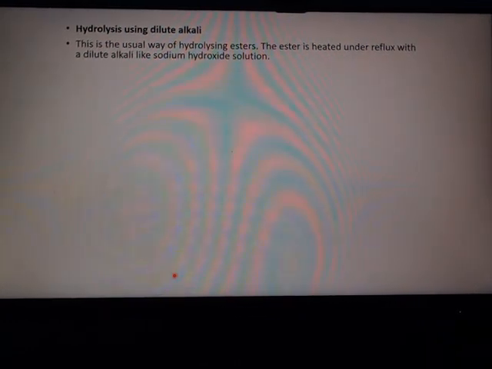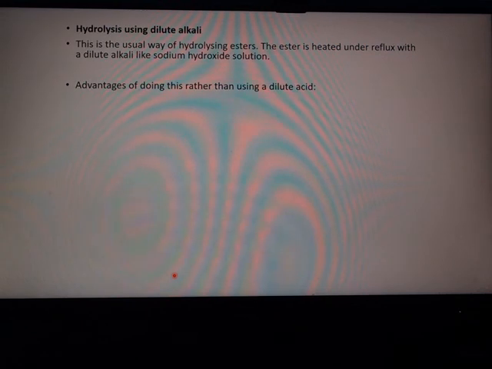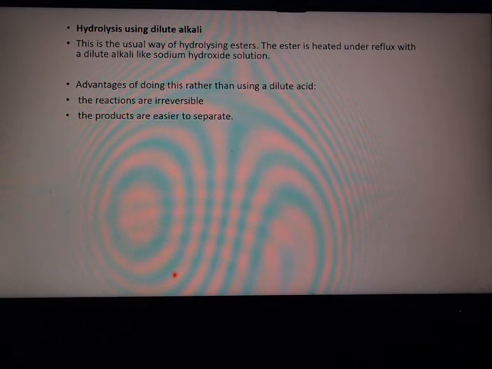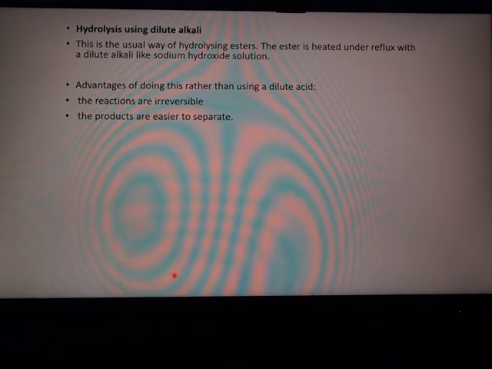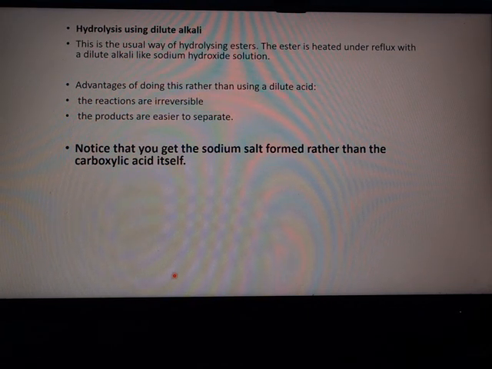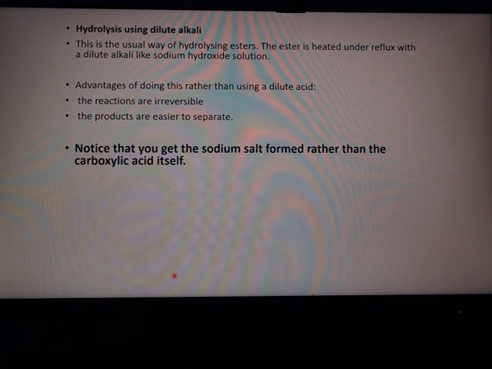The ester is heated under reflux with a dilute alkali like sodium hydroxide solution or potassium hydroxide. The advantages of using dilute alkali is that the reaction is irreversible, and the products are also easier to separate, because you get a salt and your alcohol, which is easier to separate than a carboxylic acid and the alcohol. As I said, you form the salt solution and your alcohol rather than the carboxylic acid itself. So I'll give you a couple of examples to illustrate that.